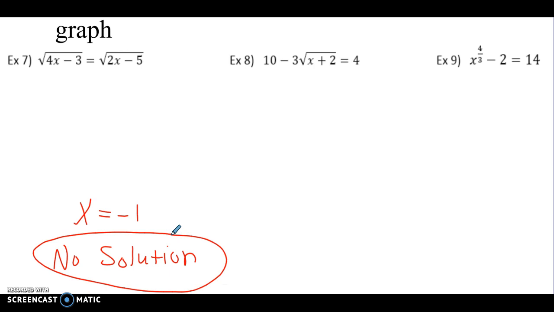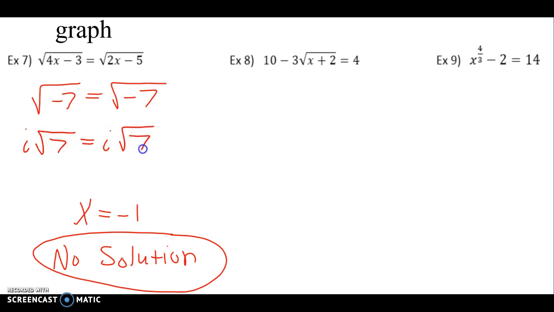Now this one's kind of hard to see. What is 4 times negative 1 minus 3? The square root of negative 7. On the right side, we have 2 times negative 1, which is negative 2, minus 5 more, negative 7. It equals. They do equal each other, but they're both imaginary. So graphically, everyone, I want you to get out your calculator right now.